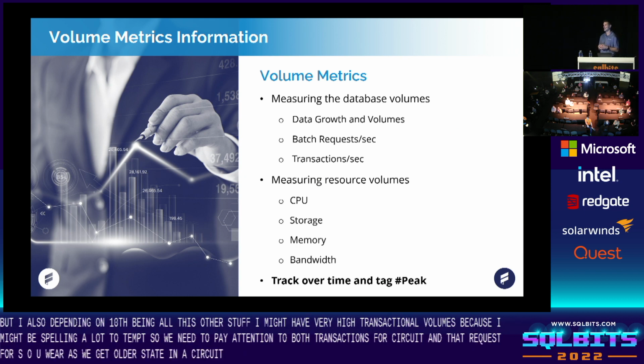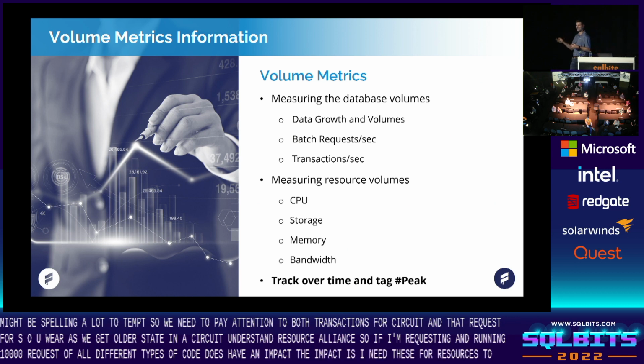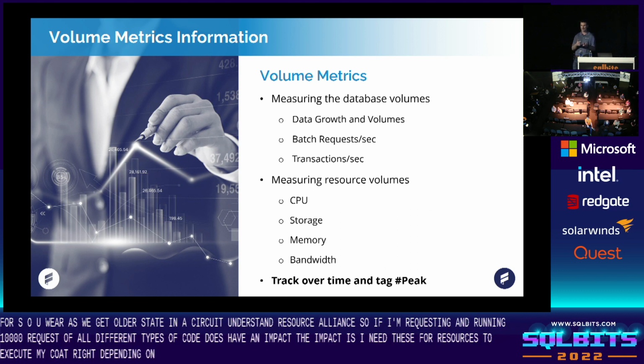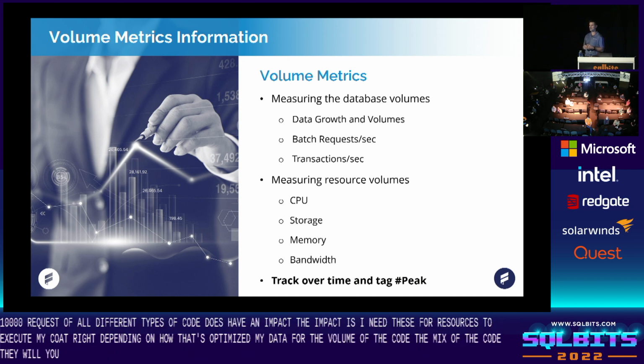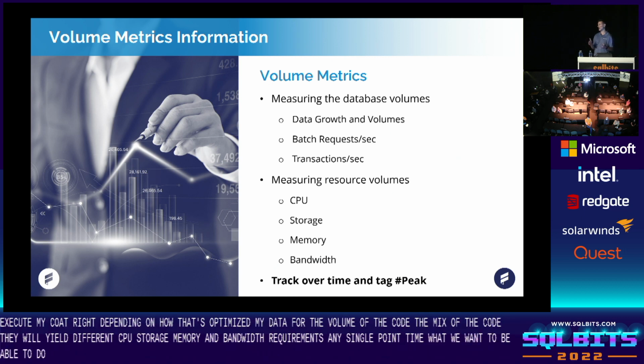We also want to understand resource volumes. If I'm requesting and running 10,000 requests of all different types of code, those have an impact. The impact is I need these 4 resources to execute my code, right? Depending on how that's optimized, my data footprint, the volume of the code, and the mix of the code, they will yield different CPU, storage, memory, and bandwidth requirements at any single point in time. And what we want to be able to do is track these over time. Are you guys tracking that in a system where you could easily query it?